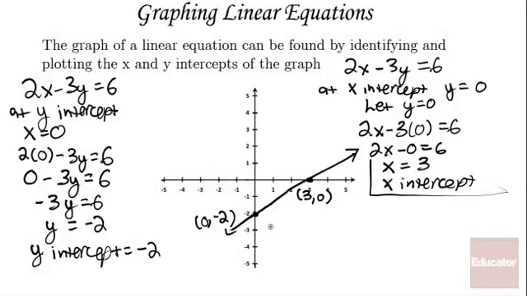So in order to graph this equation, what I did is, in order to find the x-intercept, I let y equal 0, and I found that the x-intercept is 3. In order to find the y-intercept, I let x equal 0, and found that the y-intercept is negative 2. That gave me 2 points, and with 2 points, I can plot out my line.